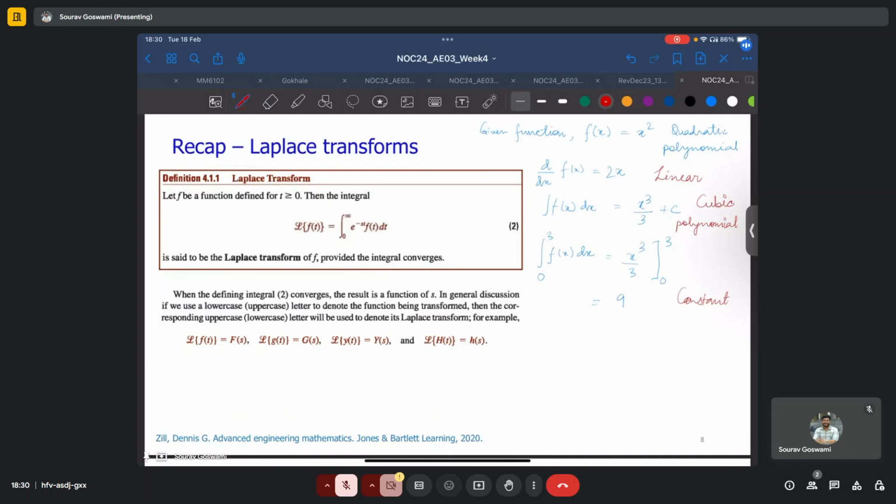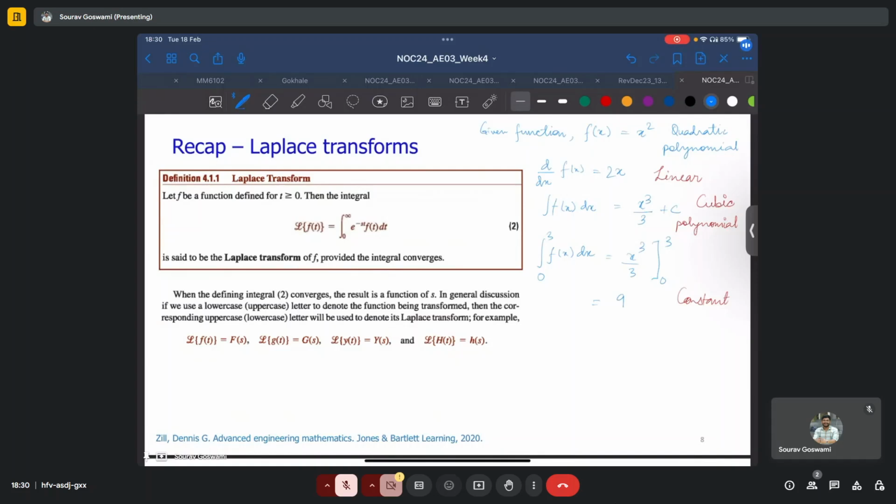So depending on what operation we perform on a given function, we change the type of the function. Like we were given a quadratic polynomial initially, and when we differentiated it, we got a linear function. If we integrated it in an indefinite integral, we got a cubic polynomial, and in a definite integral, we got a constant. We have transformed this function into something else. And one of the more useful transforms is something called a Laplace transform. And here is the formal definition of the same.